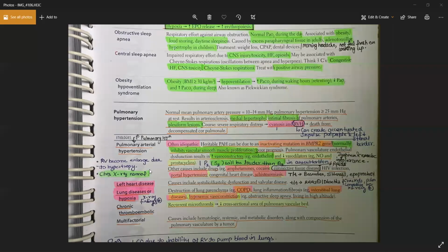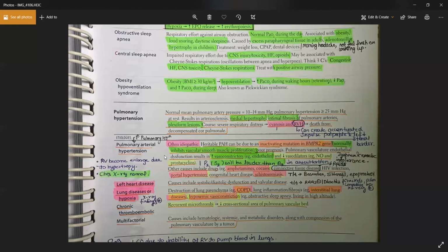Other than that, it can happen with drugs also. If you take sympathomimetic agents, for example, amphetamines and cocaine, they can do that. Any kind of connective tissue disease can do that. If the patient has HIV, he can develop this hypertension. Portal hypertension can ultimately lead to pulmonary hypertension. Any kind of congenital heart disease can do that, and schistosomiasis can also do that. So these are the other causes of pulmonary hypertension. Is that okay?